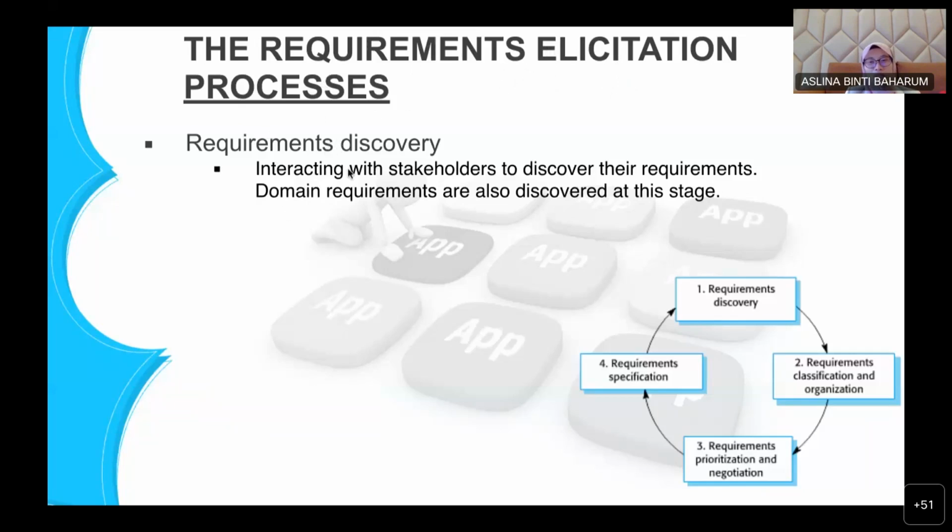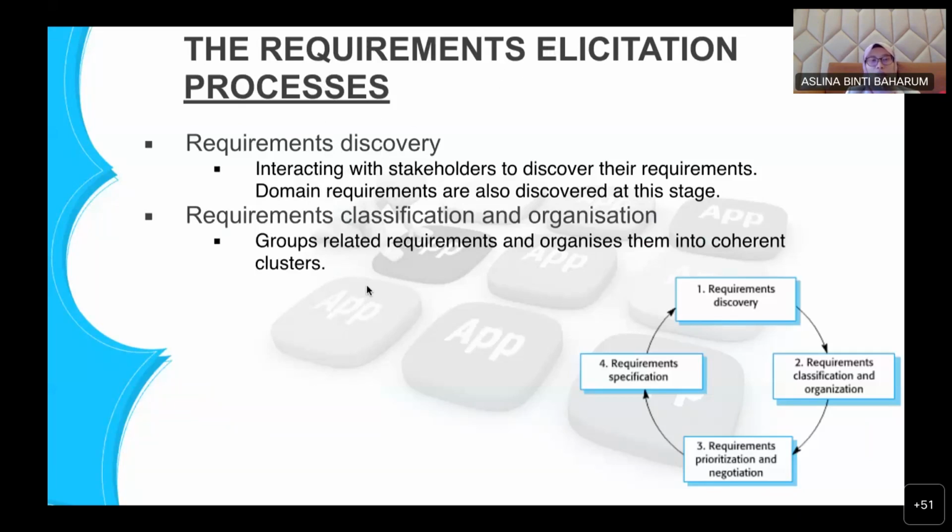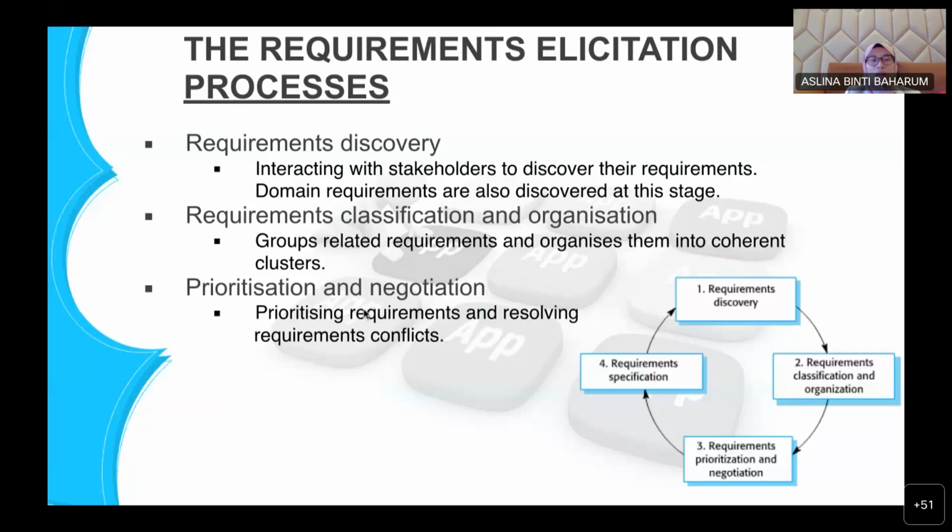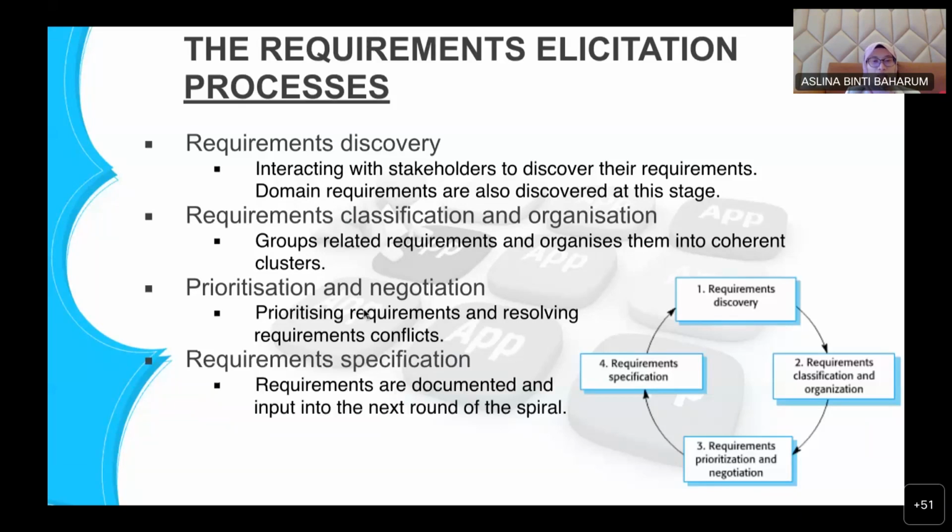So to find the requirements, elicitation, the process has these stages: requirement discovery, requirement classification and organization, prioritization and negotiation, and also requirement specification. Finally, you come up with the requirements that are documented.